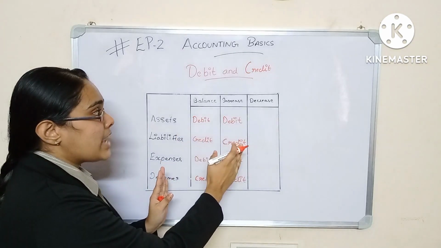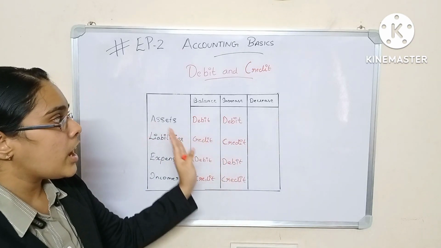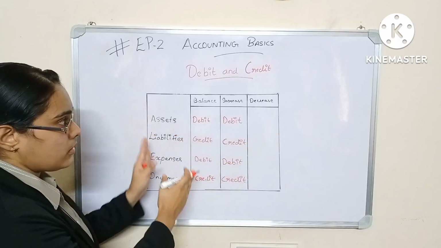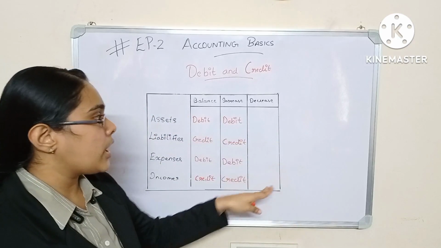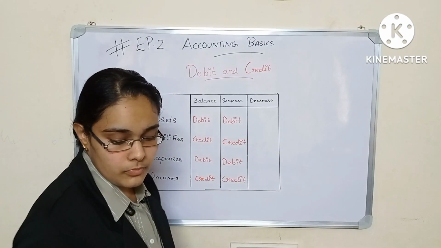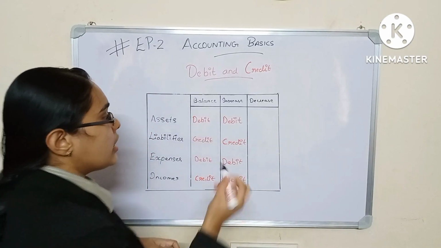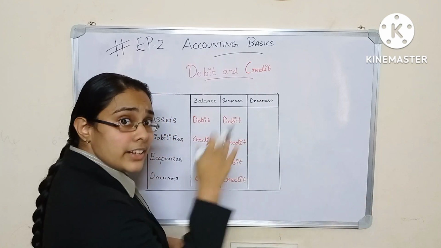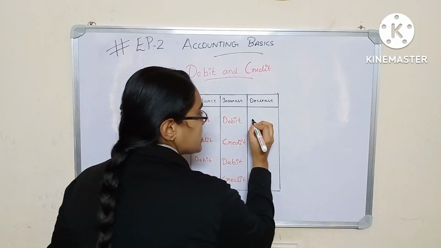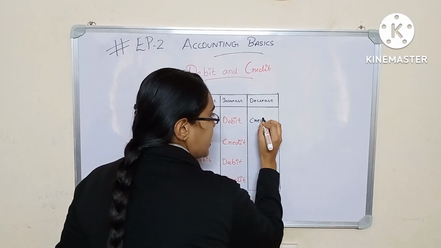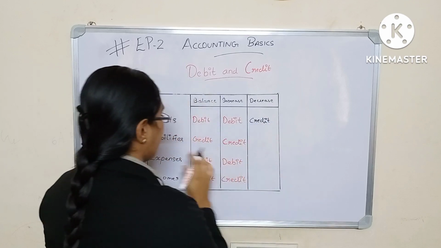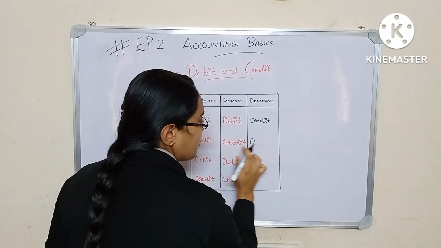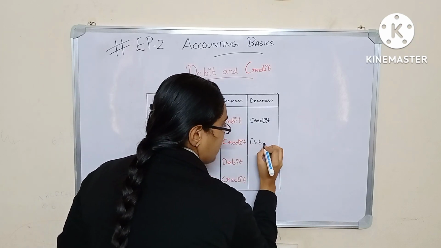Increase and balance. Now we are going to consider what will happen if the value of all these accounts decreases. You'll have to give the opposite. Here it is debit, so in order to decrease it, you will give the other aspect of accounting, that is credit. You will credit the assets account. Then liabilities, when you are decreasing, it will be debited. Opposite of credit is debit.